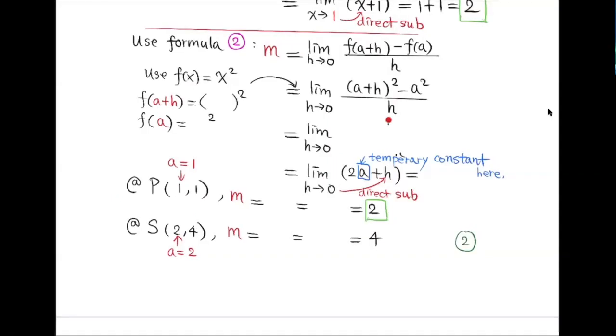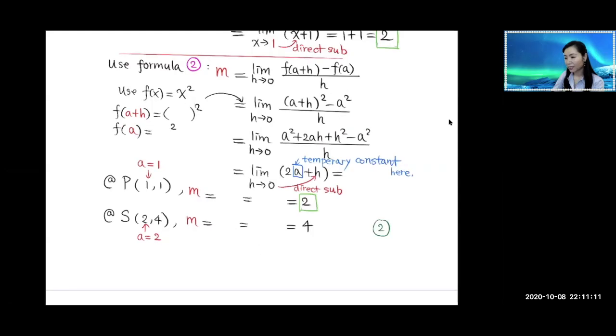Now if you do a direct substitution, substituting h to be 0, you're going to get 0 over 0, which is an indeterminate form. There are two ways to take care of this indeterminate form. You can either factor the numerator and then divide out the h, or you can expand this perfect square using the perfect square formula. Let's first expand it. That will be a squared plus 2ah plus h squared. Subtracting a squared, the a squared terms cancel, giving you 2ah plus h squared. Now when you divide by h, the h divides out, giving you 2a plus h.